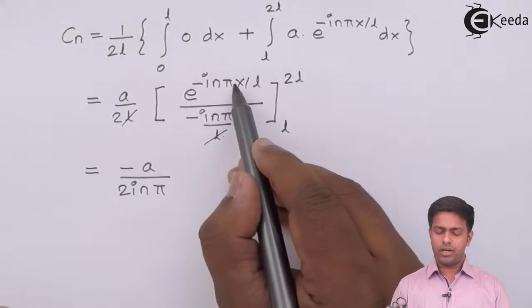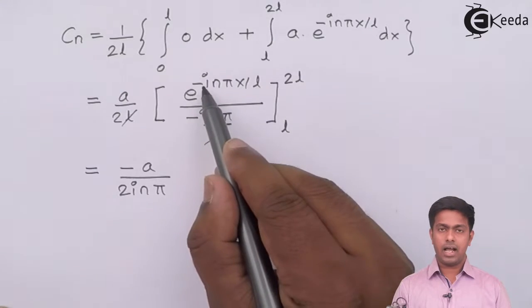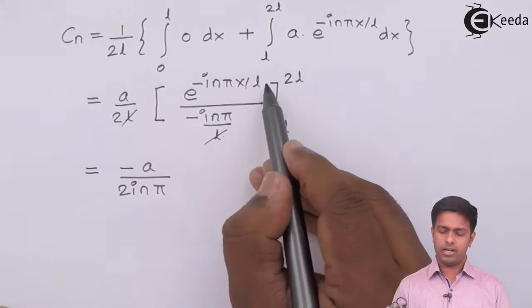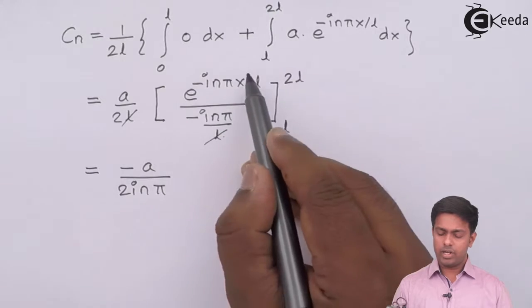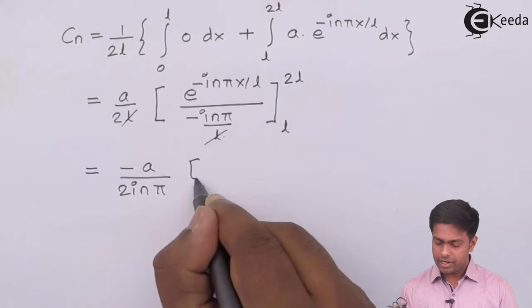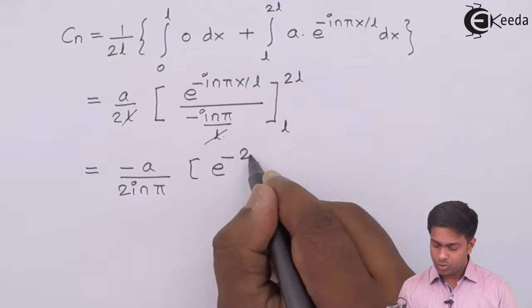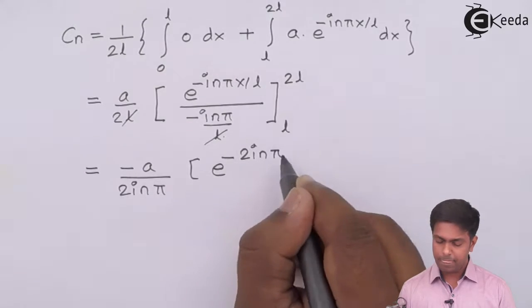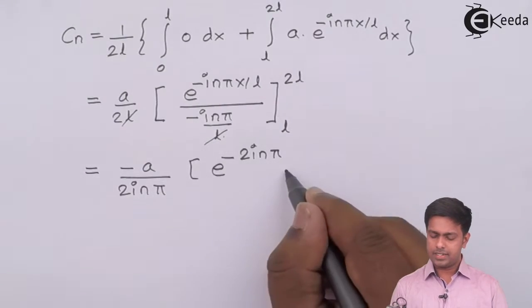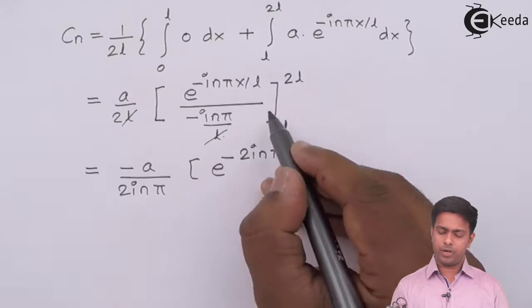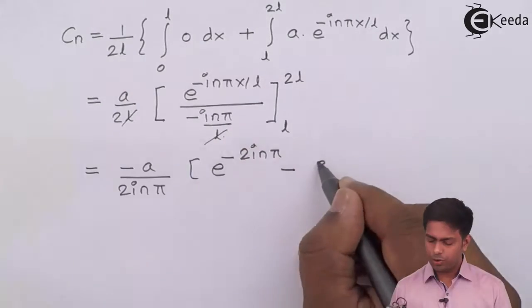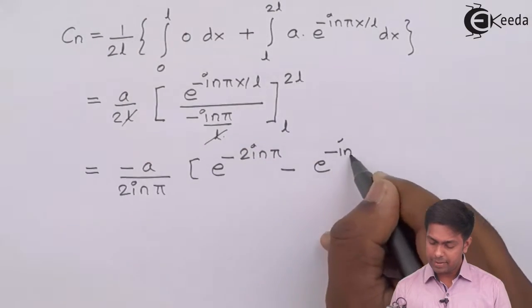So if I put 2L, we will get e to the power negative i n pi 2L upon L. Obviously negative sign is there, so L and L cancel, so we will get e to the power negative 2i n pi. Then middle sign negative, let's put the lower limit. If I put L, L and L cancel, we'll get e to the power negative i n pi.